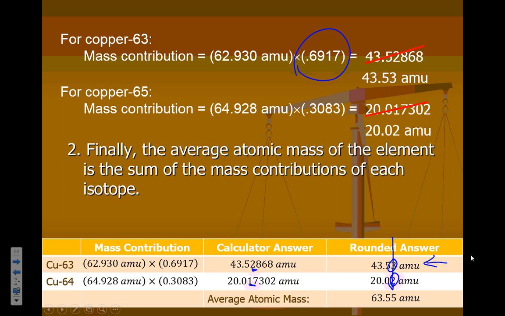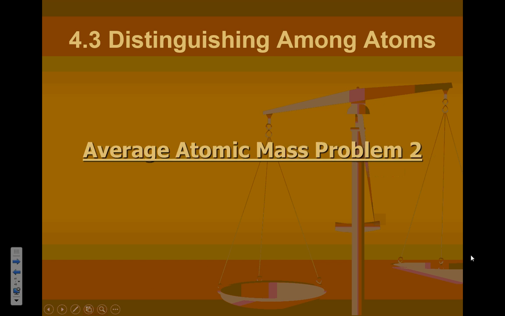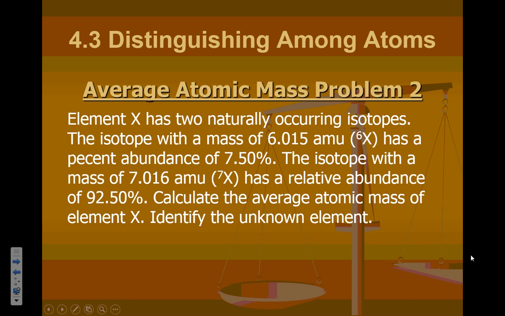Now, let's look at one more problem with a slightly different emphasis. In this particular case, notice we don't know what the element is. The last one we knew was copper, so we got our final answer, 63.55. We could look it up and compare to what's on the table to get an idea if we got the right answer or not. In this case, we don't know what it is. That's going to be part of our job. We just know it's element X.